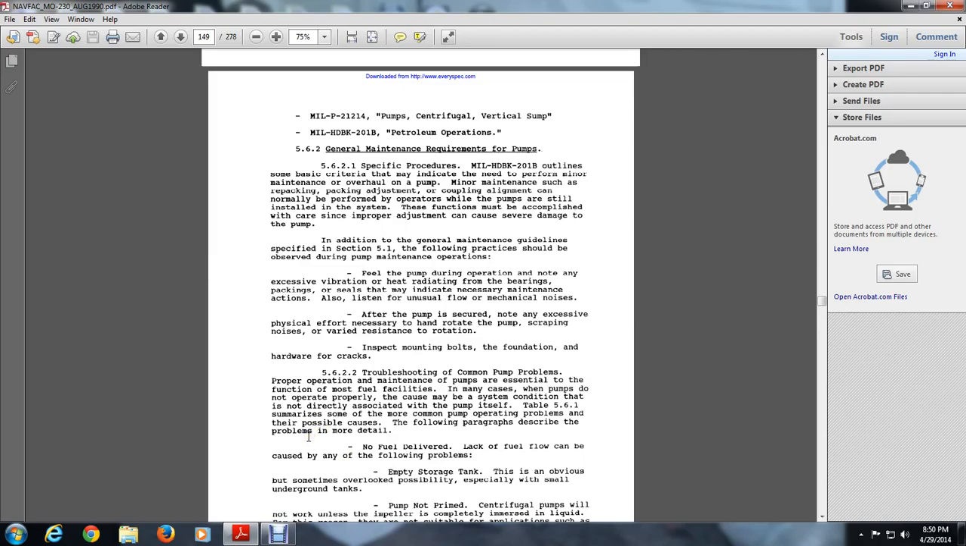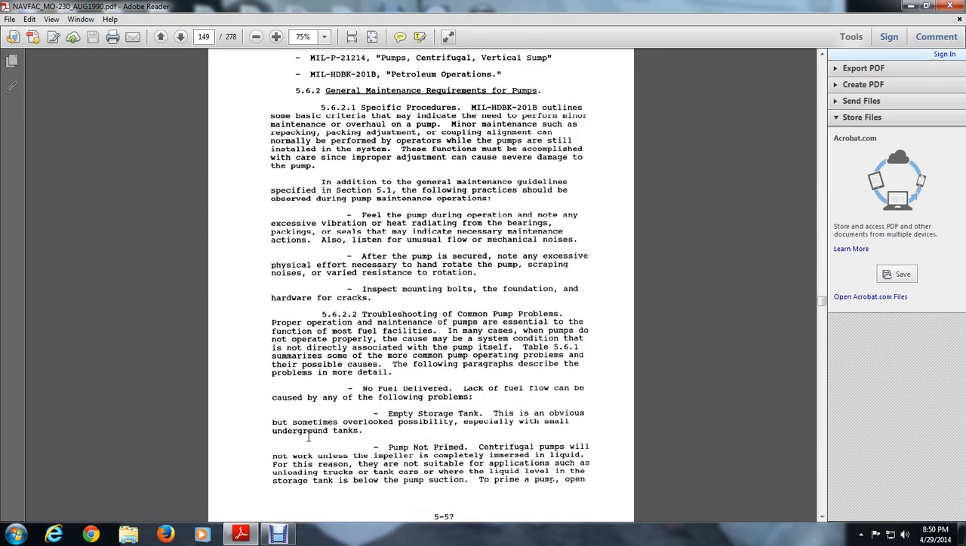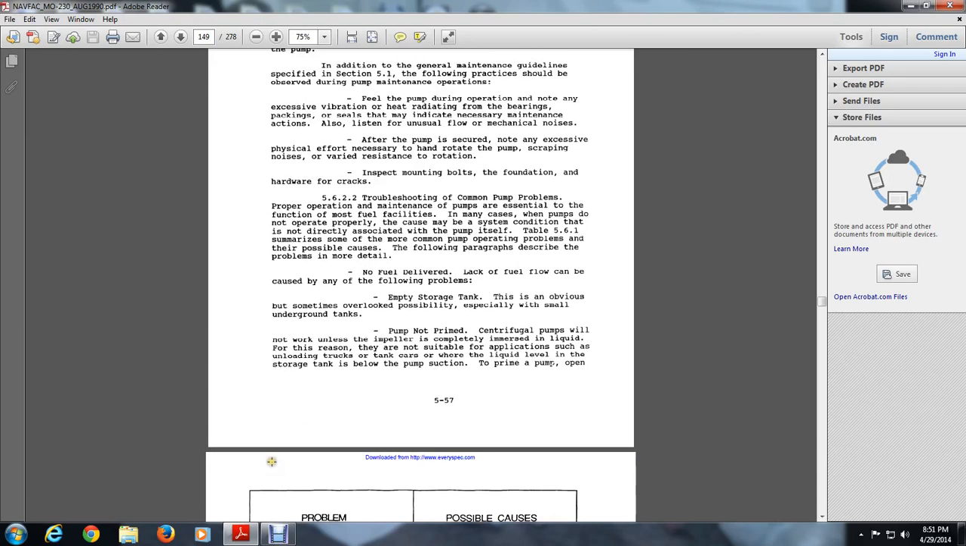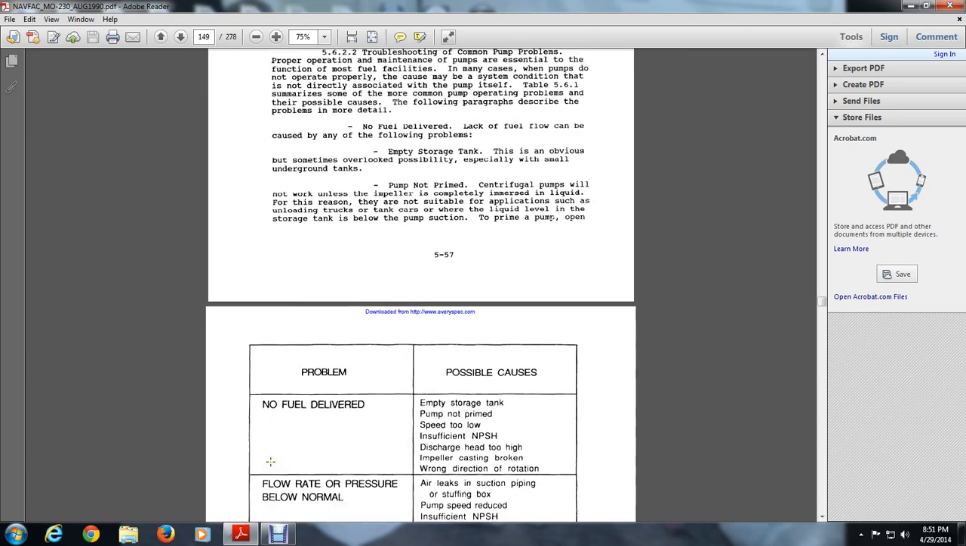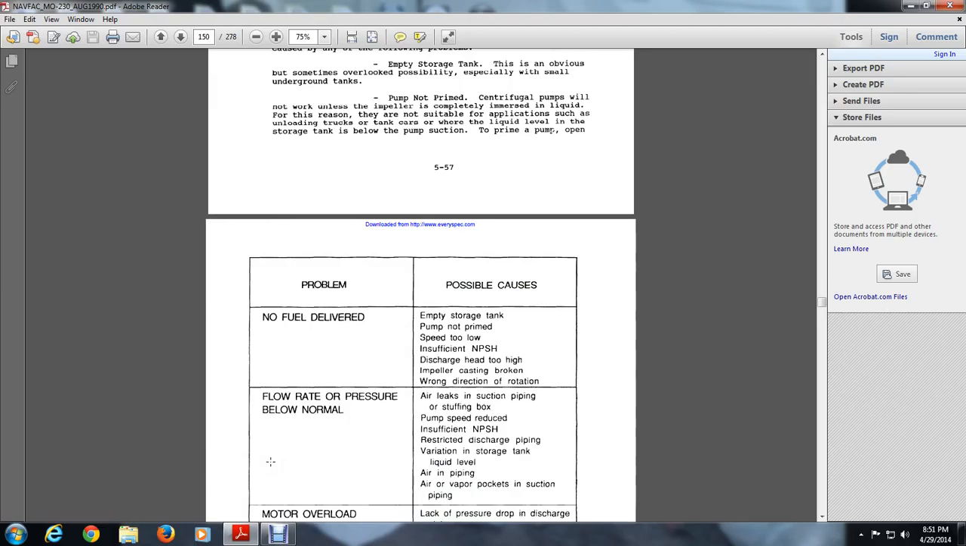No fuel delivered. Lack of fuel can be caused by any of the following problems. Empty storage tanks: these are obvious but sometimes overlooked possibilities, especially with small underground tanks. Pump not primed: centrifugal action will not occur unless the impeller is completely immersed in liquid. For that reason it is not suitable for applications such as unloading trucks or tanker cars where the liquid level in the storage tank is below the pump. Pump suction is the prime of the pump and is open.